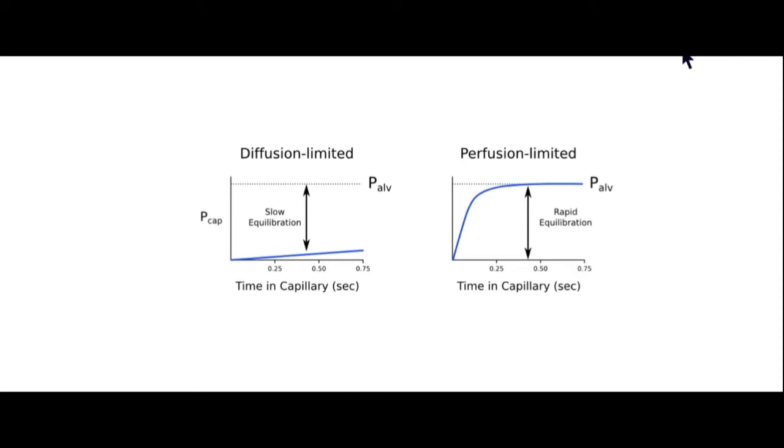Okay, so anybody have any questions on the summary of diffusion limited and perfusion limited before we get into the rest of the stuff?